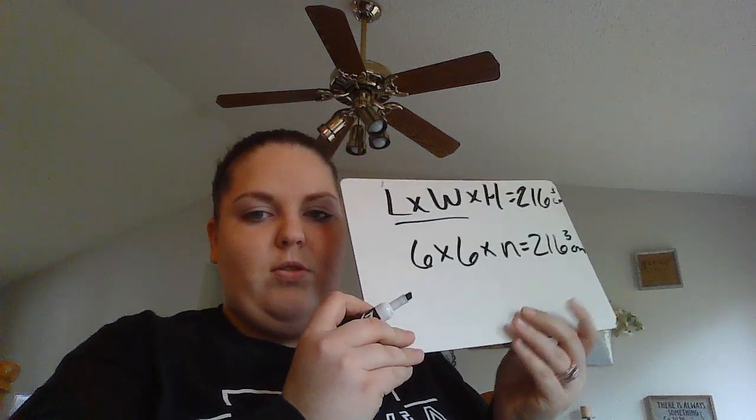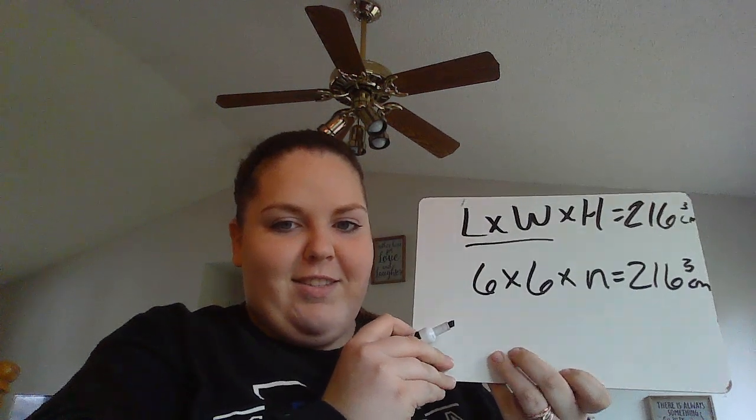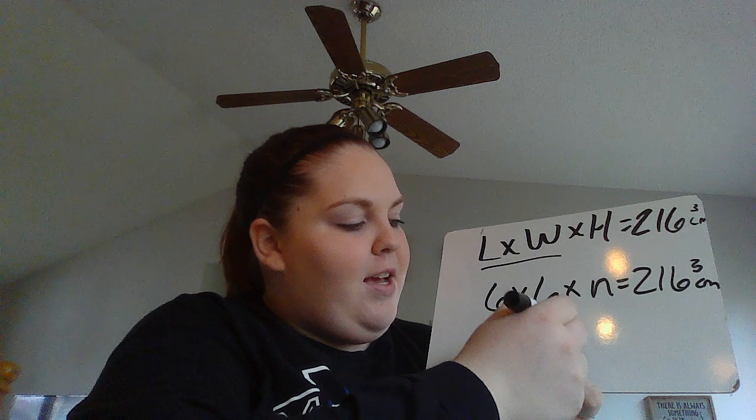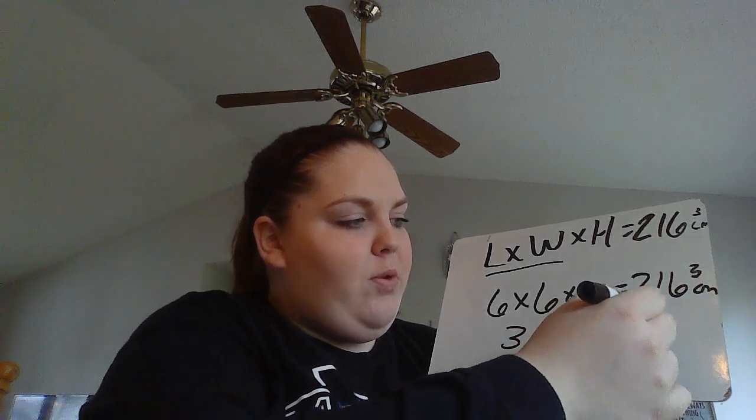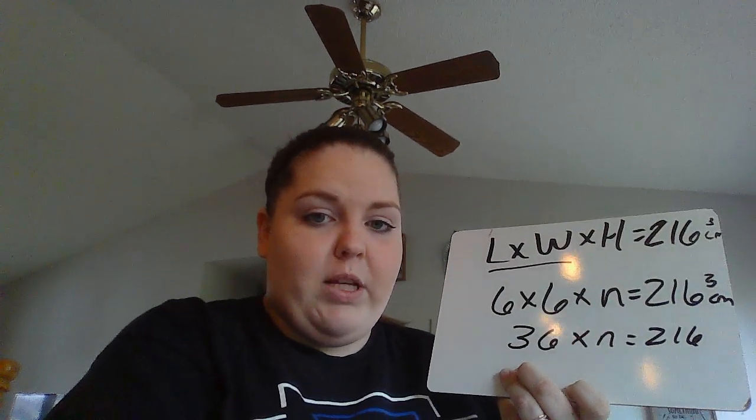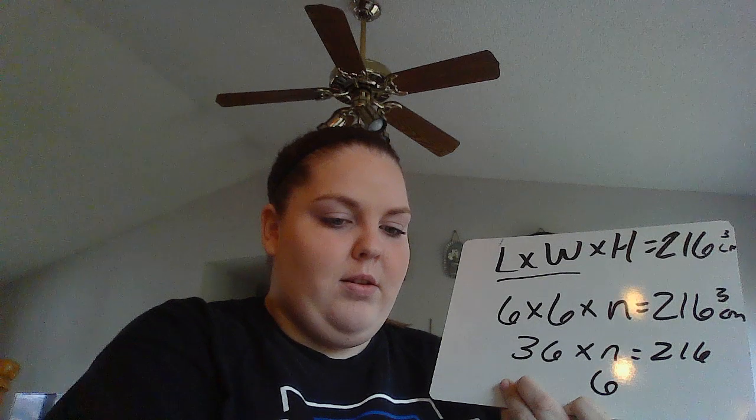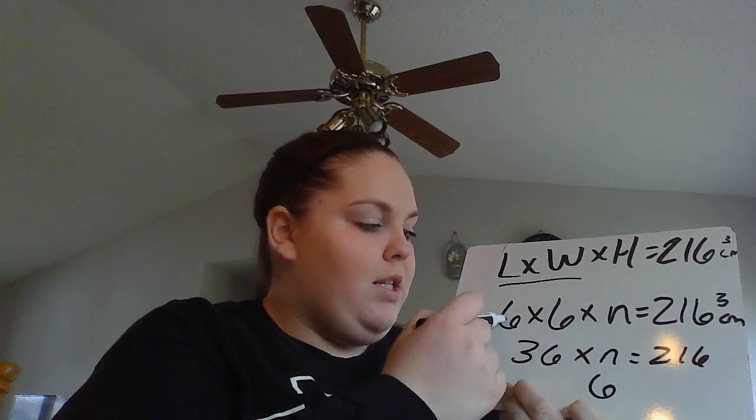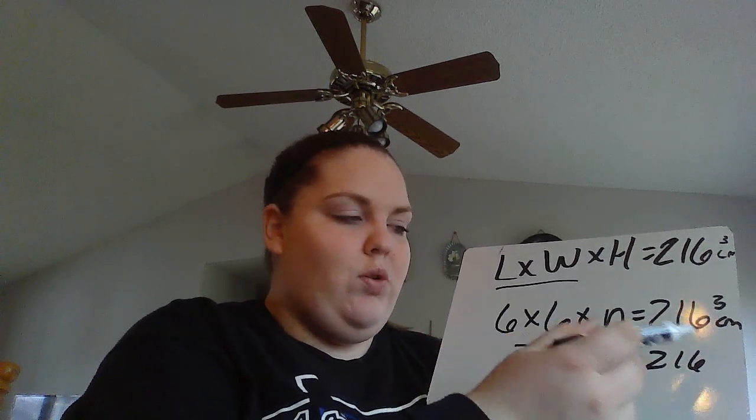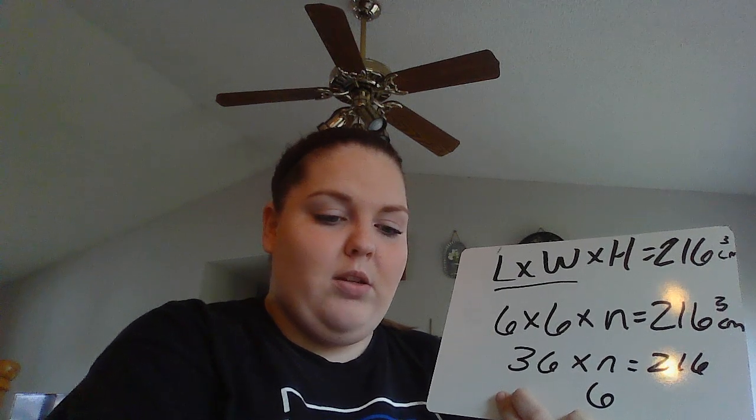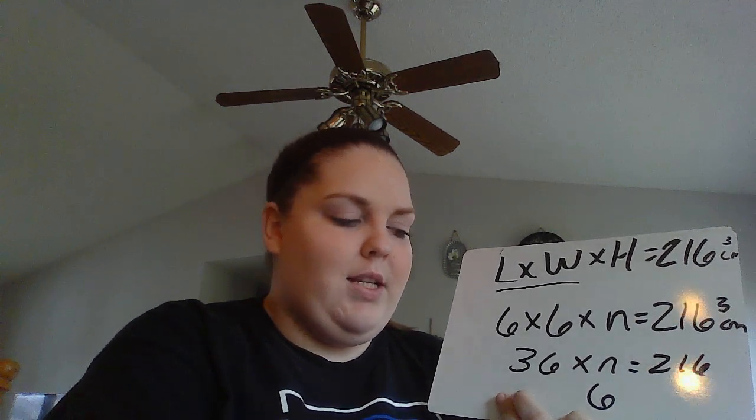So 6 times 6 is 36. 36 times some number is going to be 216. Well, inverse operations, guys. 216 divided by 36, if you do the work, is 6. So if you have 6 times 6 times 6, you get 216. So the height is 6. I just did 216 divided by 36.